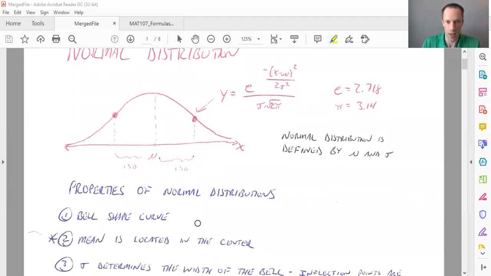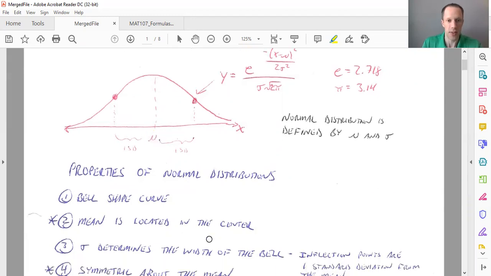First, it has this bell-shaped curve. That's what really distinguishes it from other distributions. The mean of the distribution is located right in the center. So whatever the mean of the distribution is, you'll find it right in the center of the bell. The standard deviation is going to determine how wide that bell is.